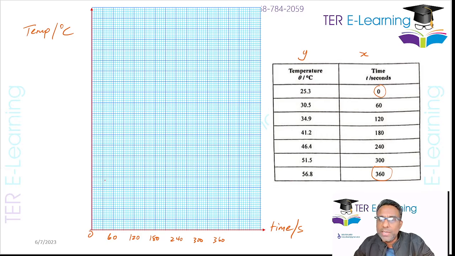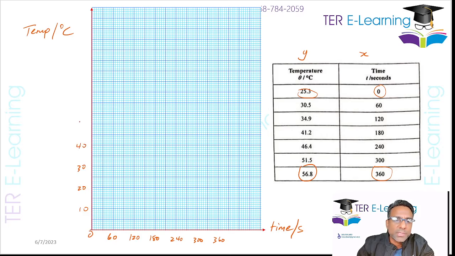Then on the y-axis, how far are we going up? Lowest value is 25.3, highest value is 56.8. So maybe I can go 10, 20, 30, 40, 50, 60. Right? That might be the best scale I could probably use there, right? So that's my temperature axis here, right?